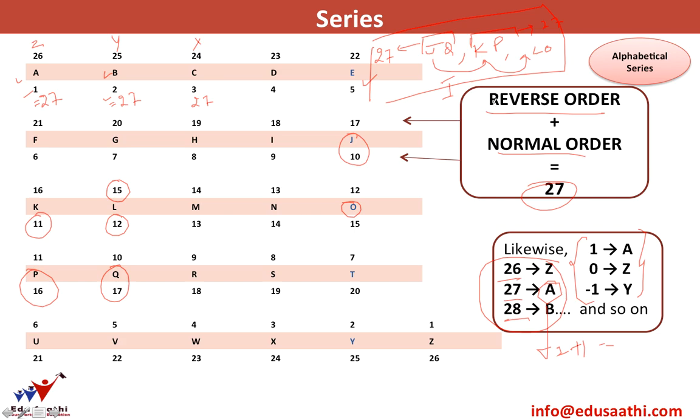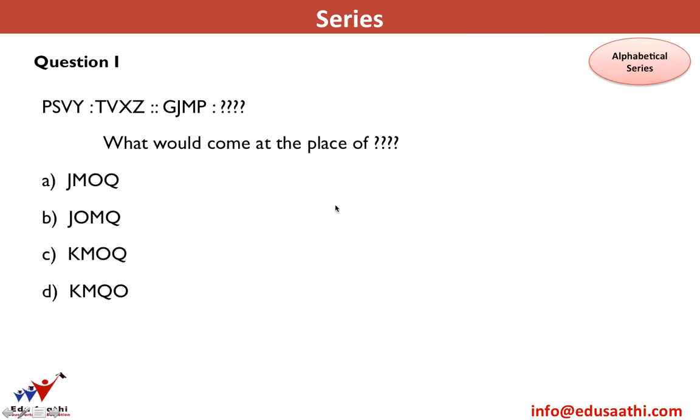But this one here, reverse order plus normal order is equal to 27, is very important. I've given you a sample question also here. So let's try out the first question. PSVY, then I have this is equal to this, and then what are the four alphabets that will occur instead of this question marks?